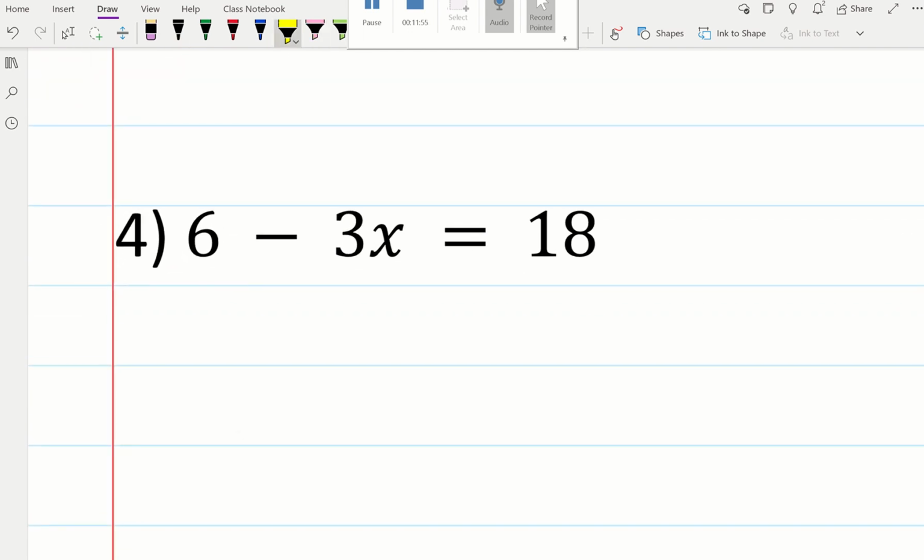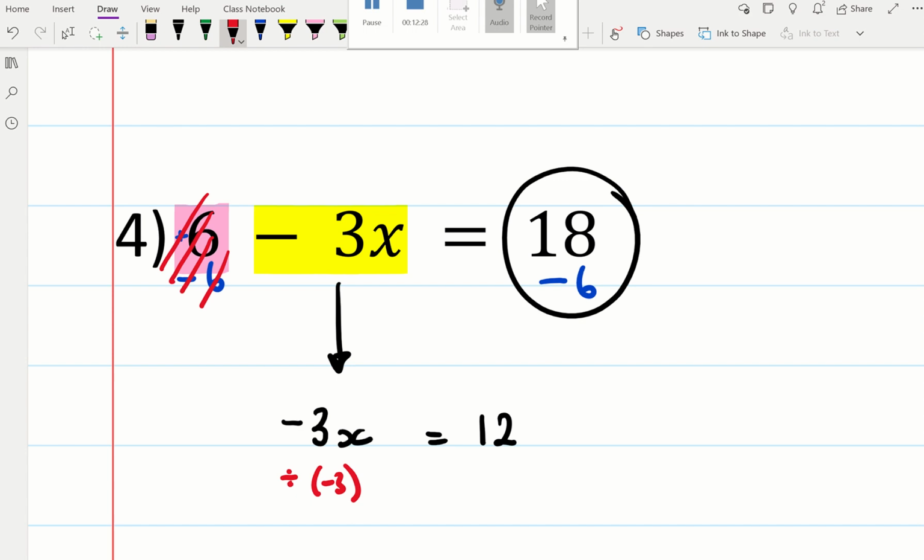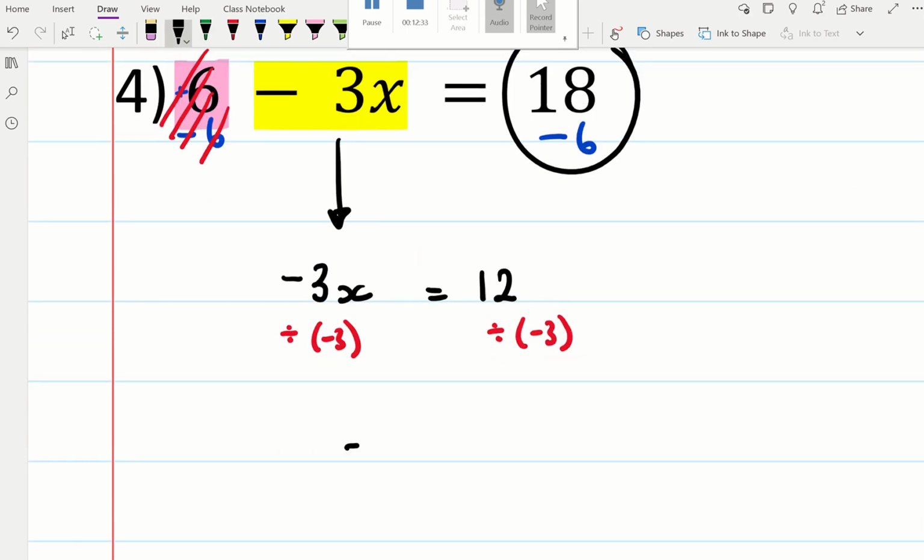This is a very similar question. This is a negative 3x, the minus belongs to the 3. This is a positive number, this is a 6. Even when you say it, you don't say negative 6. So to reverse it, you take away 6 and you take away 6. So you're left with negative 3x, not a 3x, negative 3x equals 18 minus 6 is 12. And I divide by negative 3, and I divide the other side by negative 3 as well. And so x equals negative 4.